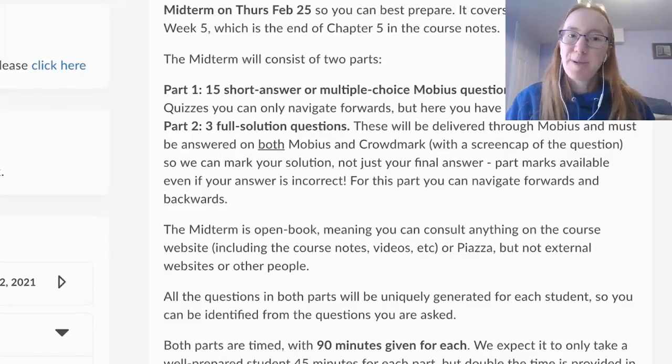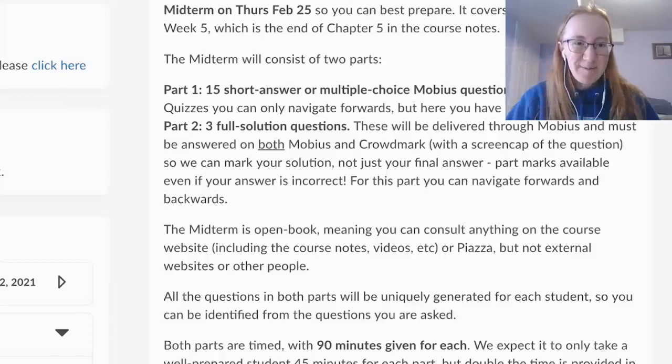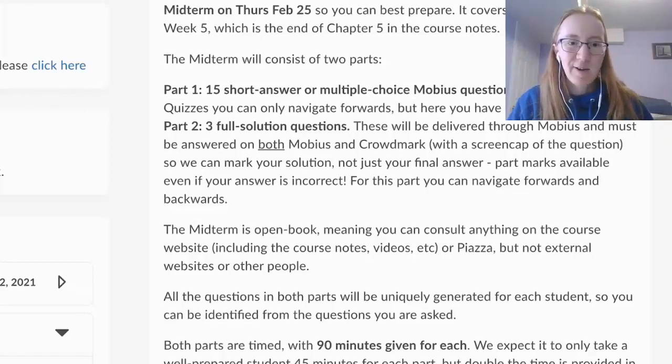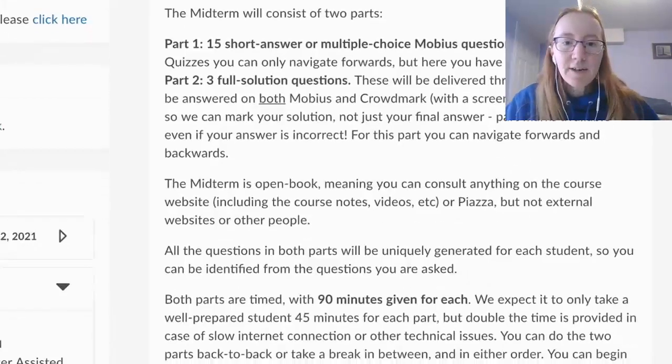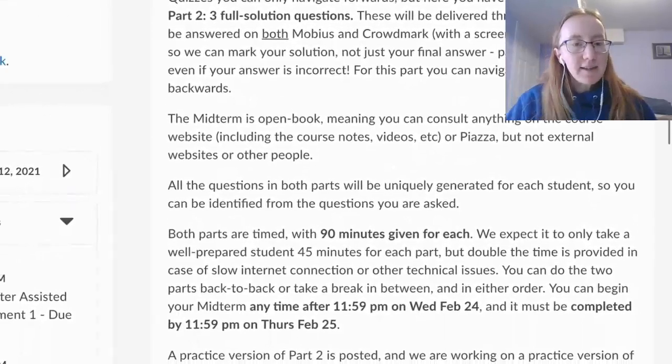And to help with this, all the questions in both parts are identifiable. So if a question shows up somewhere, we will know who posted it. There are enough parameters that we can put in so that each person will have completely unique questions, just to make sure that what you submit is your own work only. Each one will be identifiable.